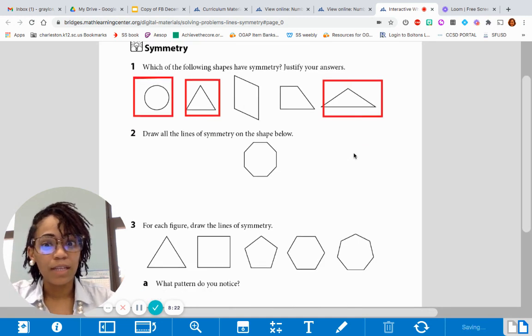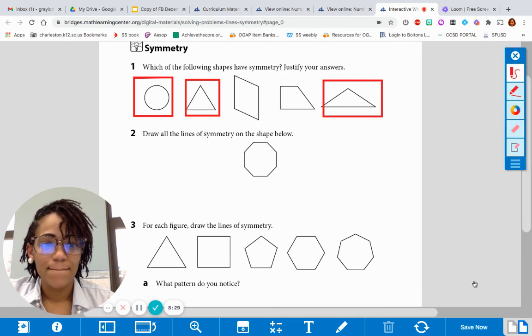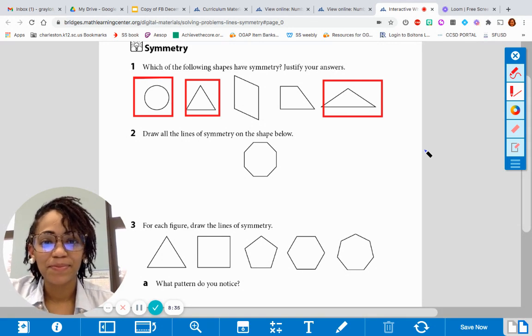Let's look at number 2. Draw all the lines of symmetry on the shape below. Pause this video and see if you can figure it out. All right, how many did you get? Did anybody get anything different?